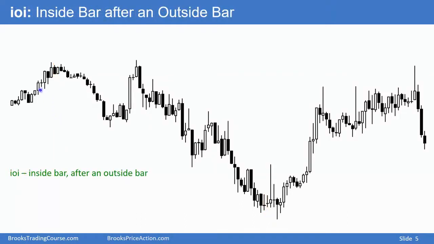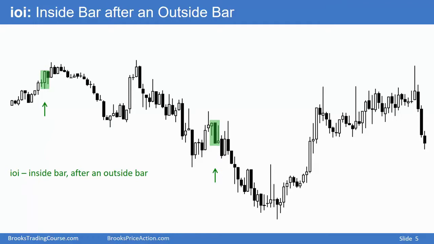IOI, we have an inside bar here, and this bar is outside that bar, so it's an IOI pattern there. And where else? Over here, we have an inside bar, and this bar is outside the prior bar, so we have a pair of IOI bars. Again, breakout mode patterns.